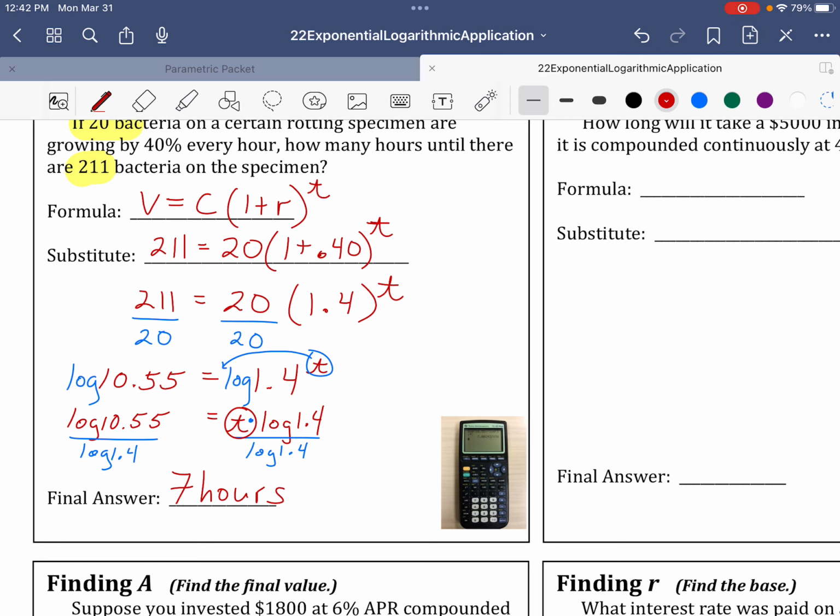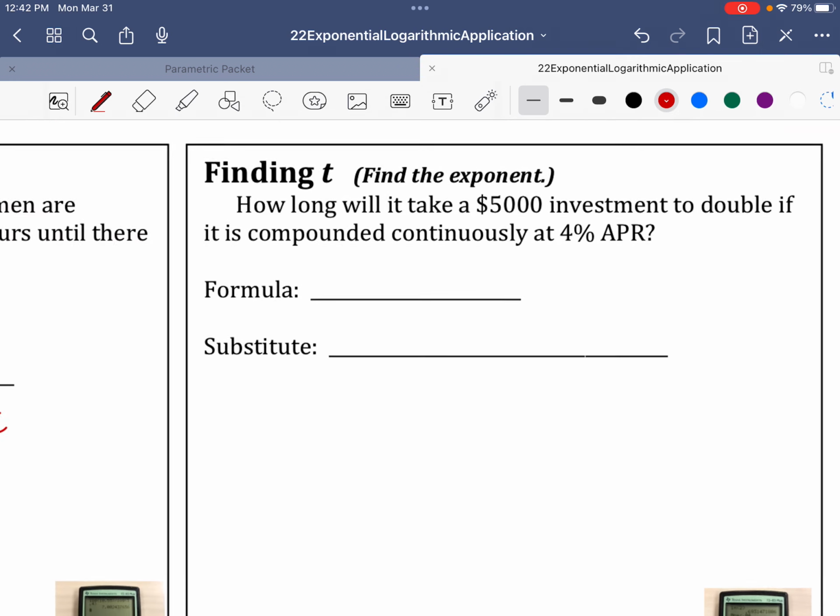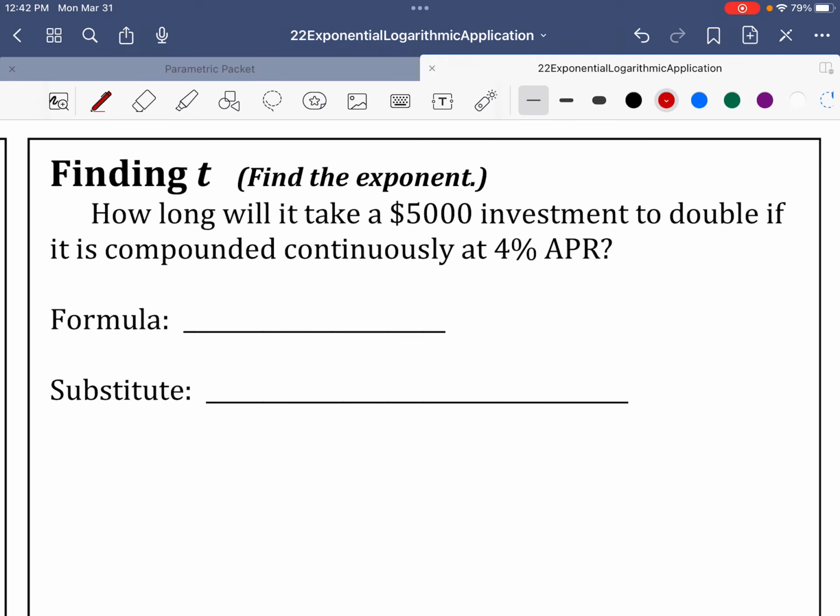Okay, now kids, this was what we would call a general percent change problem. Something was changing by 40%. It wasn't specific to money, so we used the exponential model. But as we move ahead to this problem, we see very quickly that we are dealing with money. We're trying to figure out how long it will take $5,000 to double if it's compounded continuously.